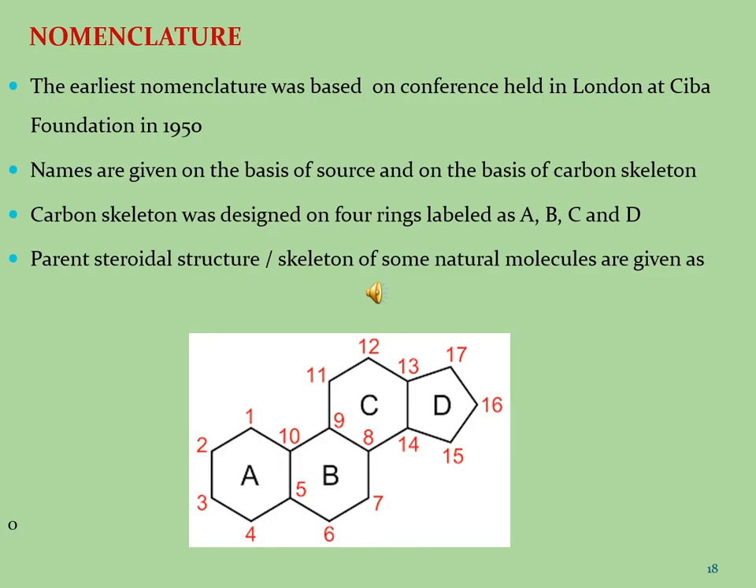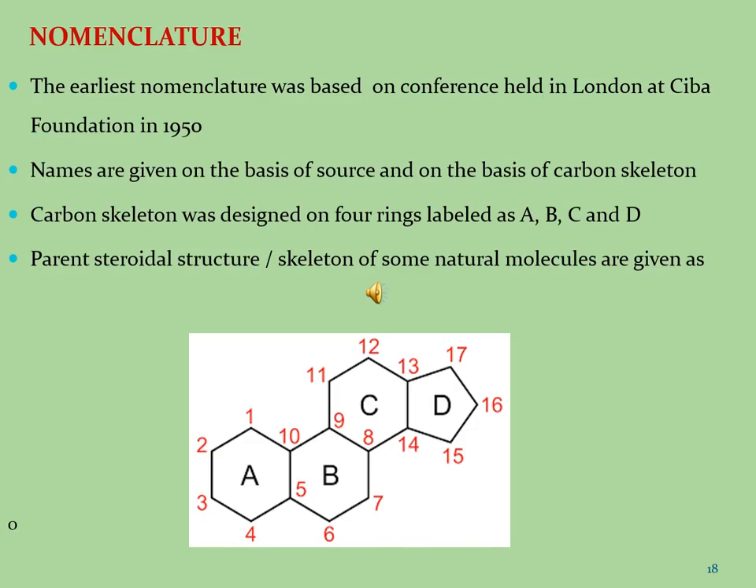Nomenclature of steroid molecules. In the beginning, there was no systematic way to name steroid molecules. However, it was decided at a conference held in London at the CIBA Foundation in the 1950s that names are given on the basis of sources and on the basis of the carbon skeleton of the steroid molecules.